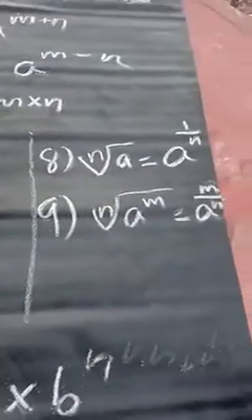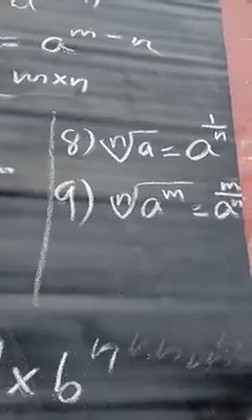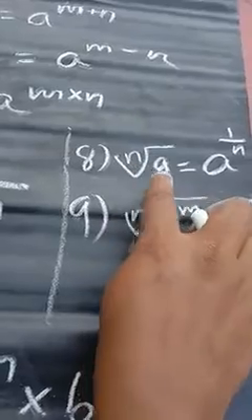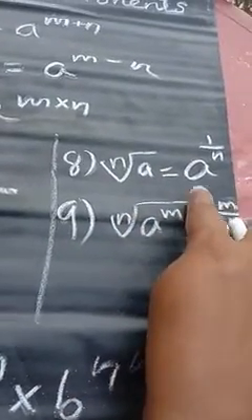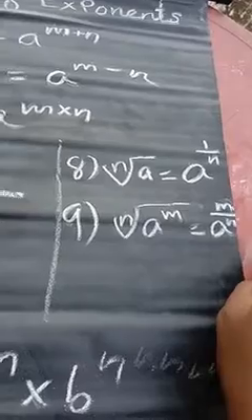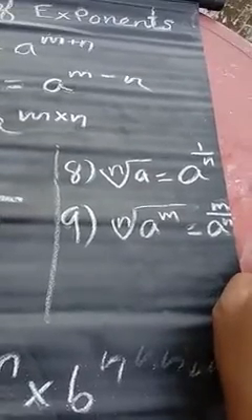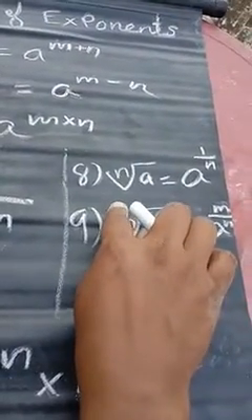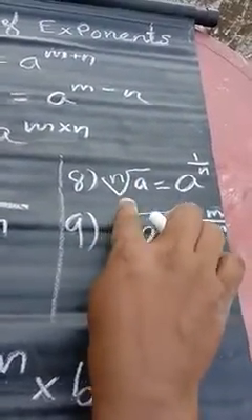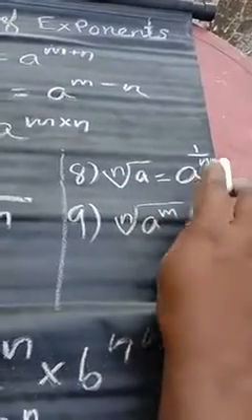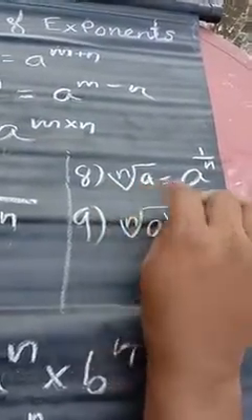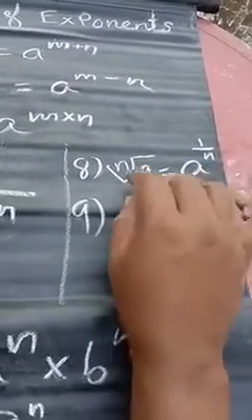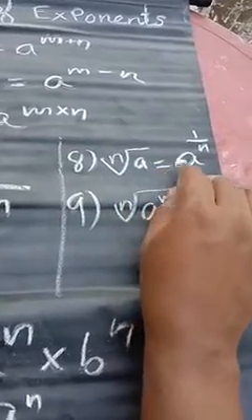Now eighth one, nth root of a. This is called nth root of a, which is a raised to 1 by n. Nth root can be written as a raised to 1 by n. And square root. How to write square root? Square root of a is equal to a raised to 1 by 2. Cube root of a is equal to a raised to 1 by 3. Fourth root of a is equal to a raised to 1 by 4. Same way nth root of a is equal to a raised to 1 by n.